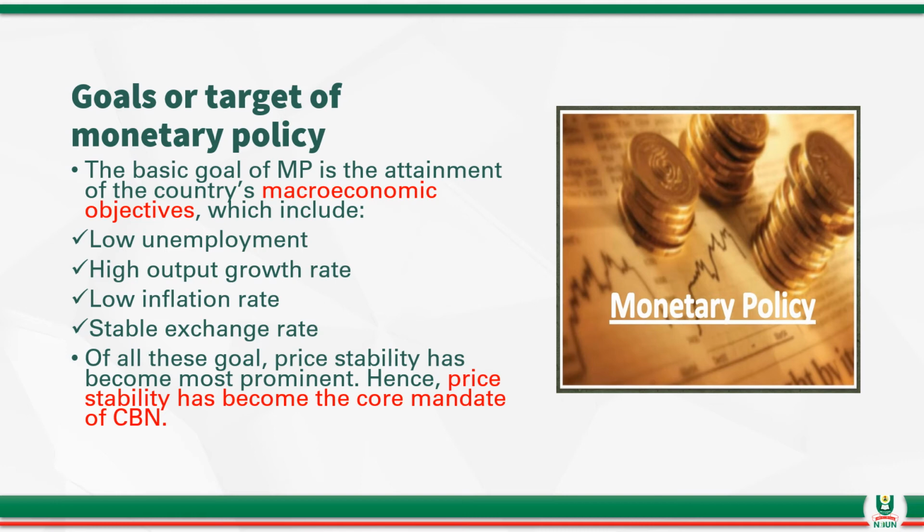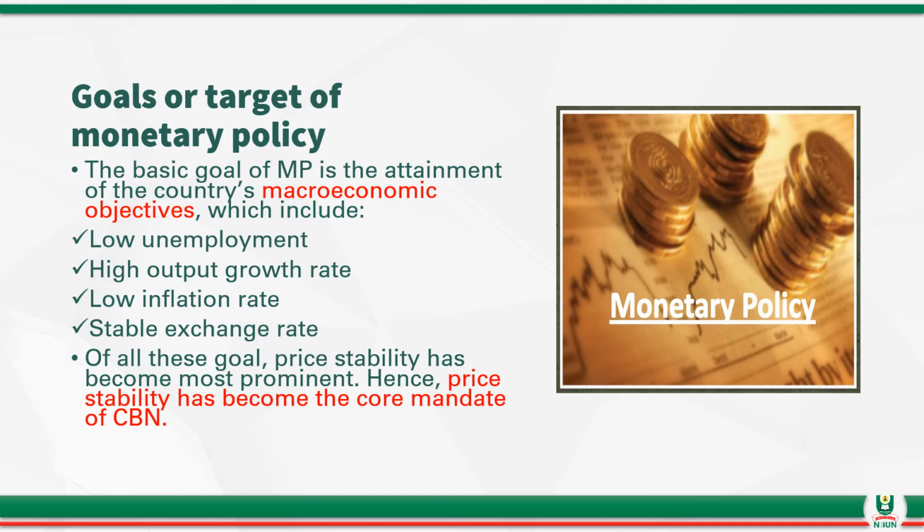So these goals are referred to as macroeconomic goals or macroeconomic objectives. And these are the goals that every country wishes to achieve at a particular point in time. Although you are going to find cases of antagonistic goals and complementary goals, which we may not go into in this particular class.